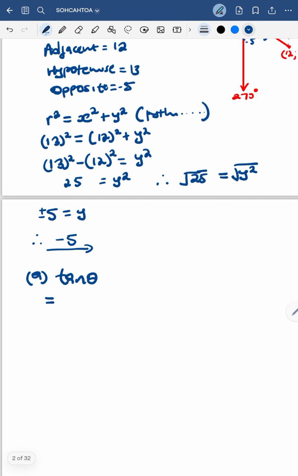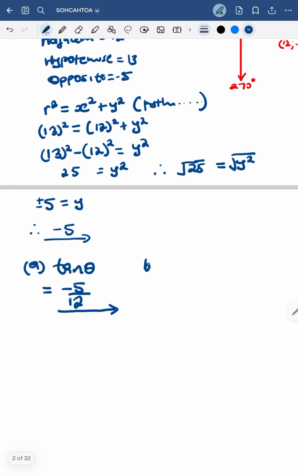So they want the tangent theta. So what is tangent theta according to SOHCAHTOA? According to SOHCAHTOA, tangent is opposite over adjacent. What is our opposite side? Our opposite side is -5. Then what is our adjacent side? Our adjacent side is 12. That is our answer, which is -5 over 12.